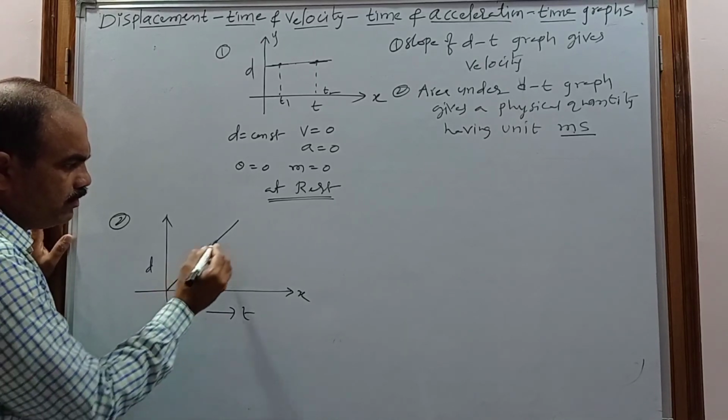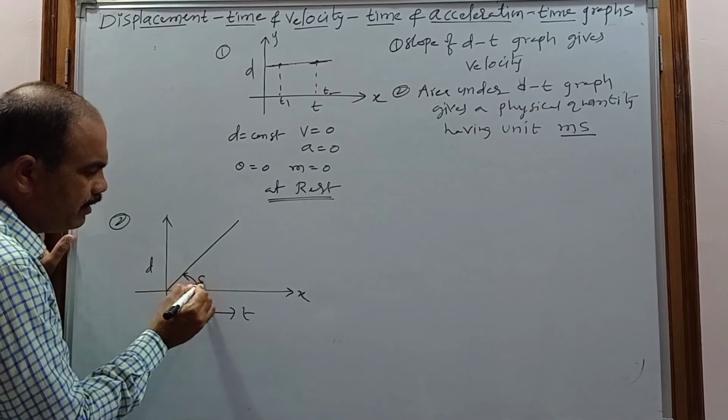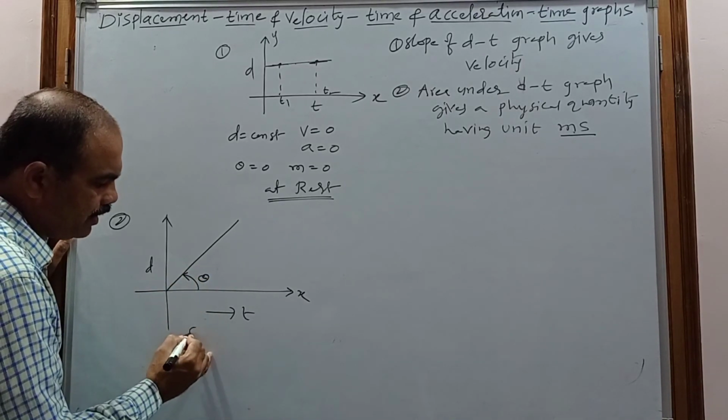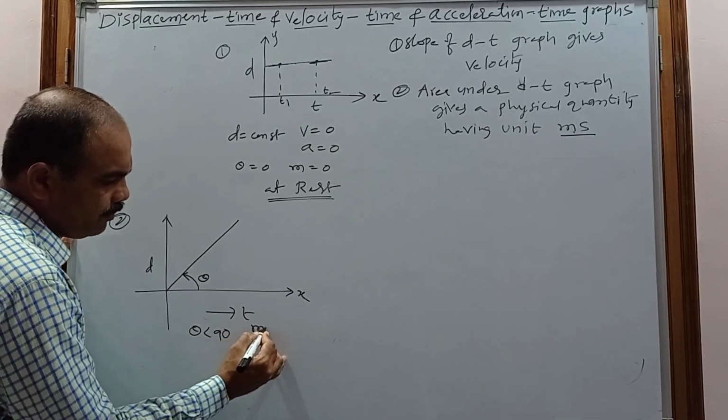Which type of motion can it represent? First of all, find the angle made by this line with the x-axis. How much does it make? That will be theta, but here theta is less than 90. So theta is less than 90, so the slope will be positive.